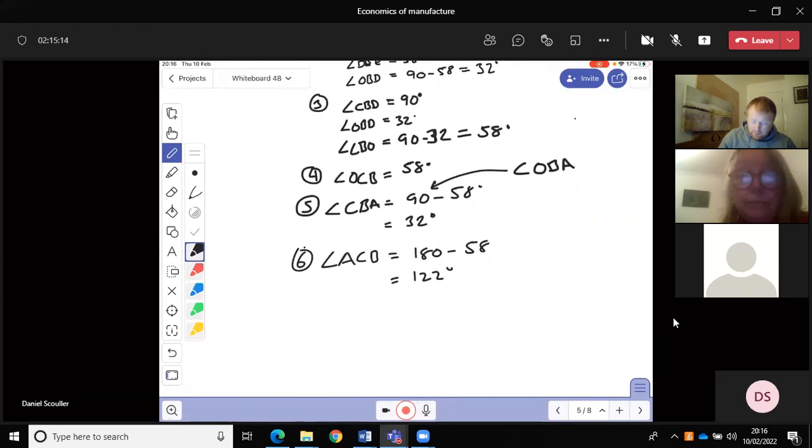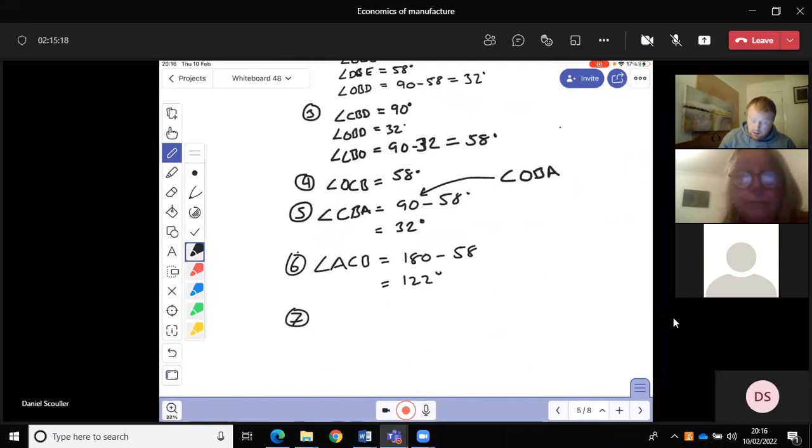Step 7. Okay, angle CAB, which is the one we want, is equal to 180 minus the 122 we just found out, minus 32. Which is 26.